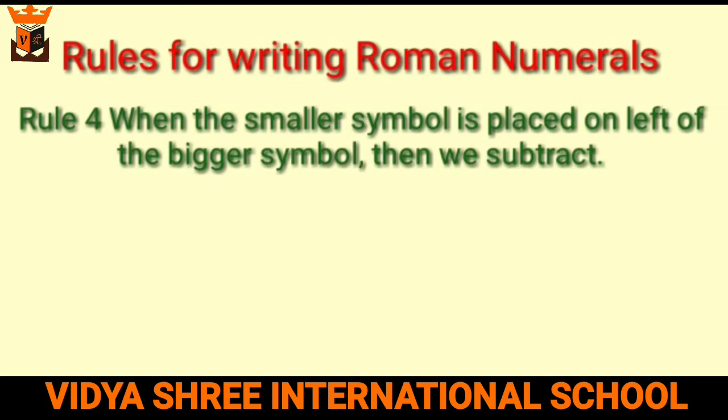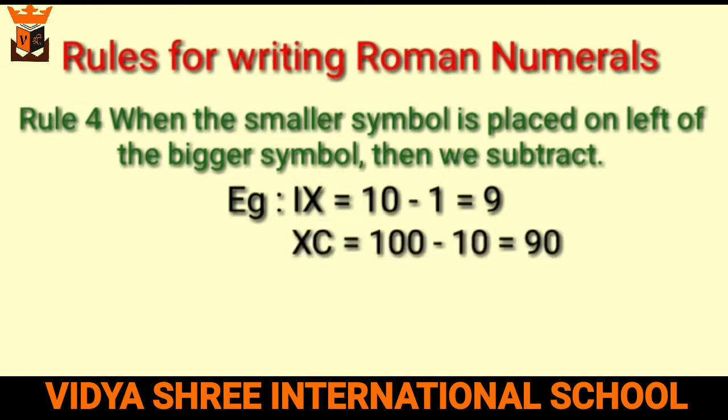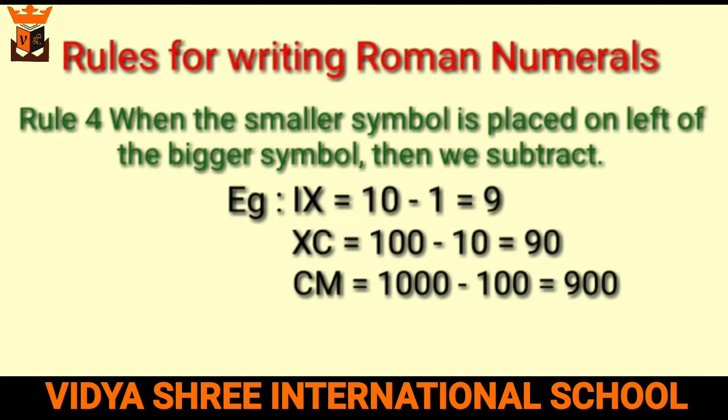Rule number 4. When the smaller symbol is placed on the left of the bigger symbol, then we subtract. For example, IX, so we can write 10 minus 1, which is equal to 9. XC can be written as 100 minus 10, which is equal to 90. CM can be written as 1000 minus 100, which is equal to 900.